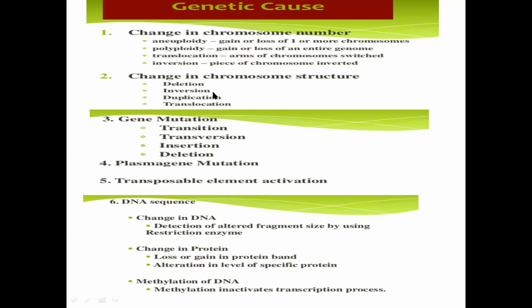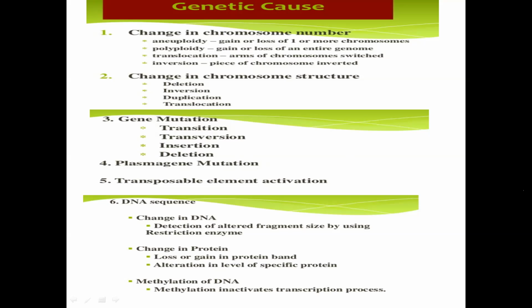If you say qualitative change, you can see the change in chromosome structure, as in deletion or inversion or duplication or translocation. You can see mutation of a particular gene, a particular base pair, which will involve transition, transversion, insertion, and deletion. There can be insertion of a particular nitrogen base or a deletion of a particular nitrogen base or inversion. So all these cause qualitative change.